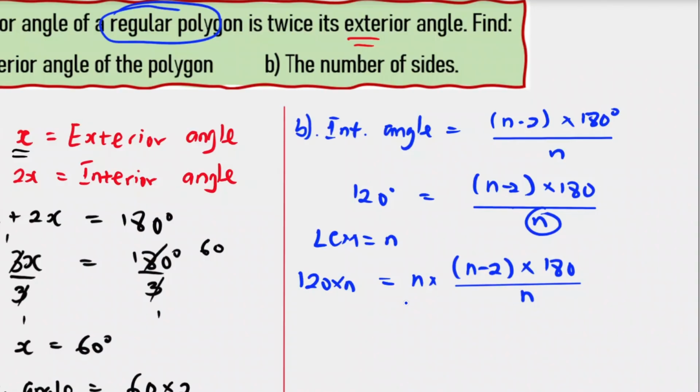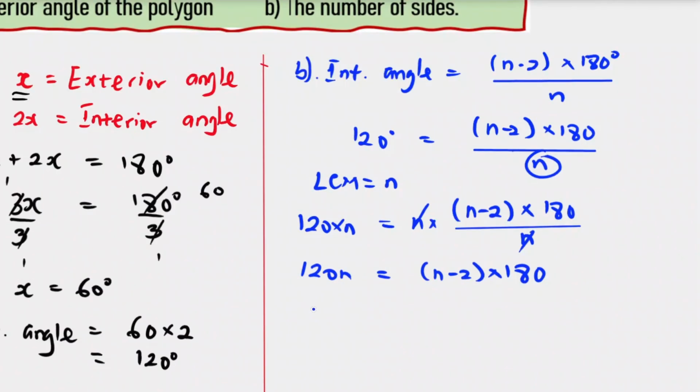Now, at this point, we have to do cancellations. n can cancel this n, so we just do away with this n. So we have 120n equal to n minus 2 times 180. We can expand to remove the brackets on the right hand side. So 180 times n will give us 180n. Now 180 times negative 2 will give us negative 360. So this is what we have.